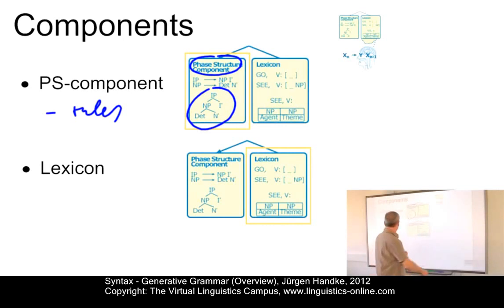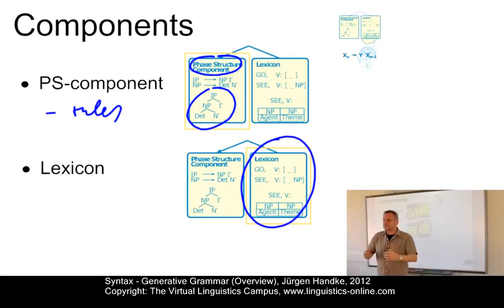The second component is called the lexicon. So it's this one here. The lexicon interacts with the phrase structure component and contains information about the lexemes of a language. This includes phonological, morphological, syntactic, and semantic aspects.